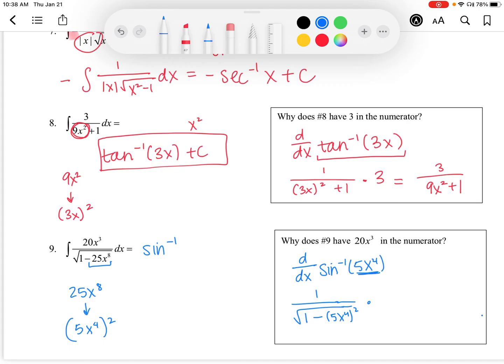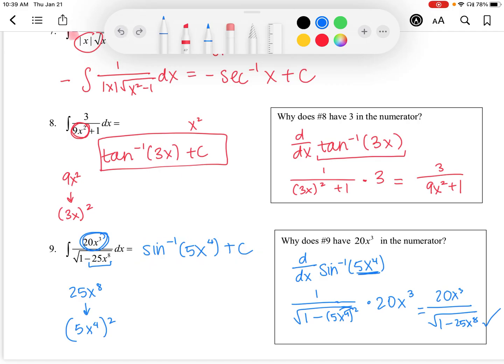So the 4 would come down and we'd get a 20x cubed, which matches what's on top of our fraction here. So simplifying this over here, I would have a 20x cubed over the square root of 1 minus, and I can distribute that squared and get a 25x to the 8th. So that kind of works out that we're doing it backwards with our chain rule. So our answer here would be the inverse sine of 5x to the 4th, and then put a plus c right there.